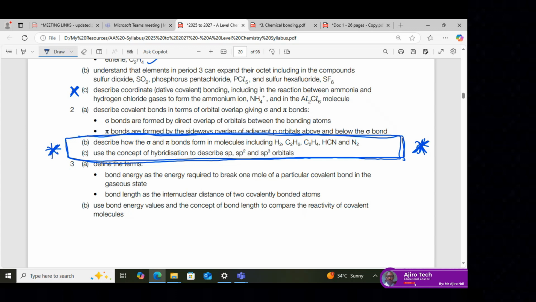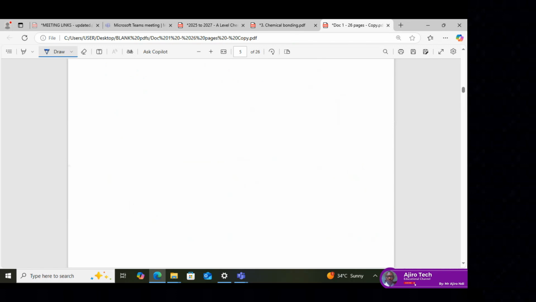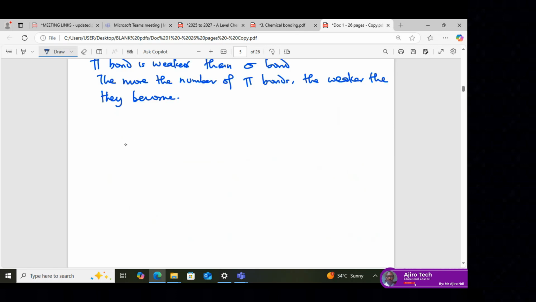Next one, 3A now. You know what sigma and pi bonds are now, right? Look at this molecule. How many sigma, how many pi? Yes, SO3. How many sigma, how many pi?